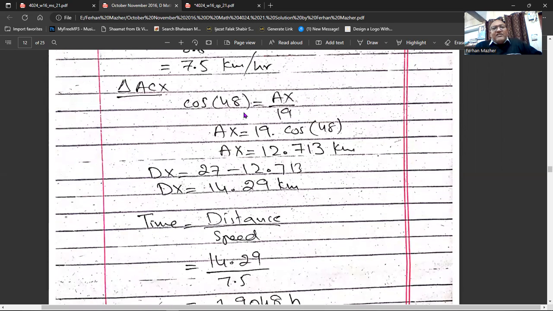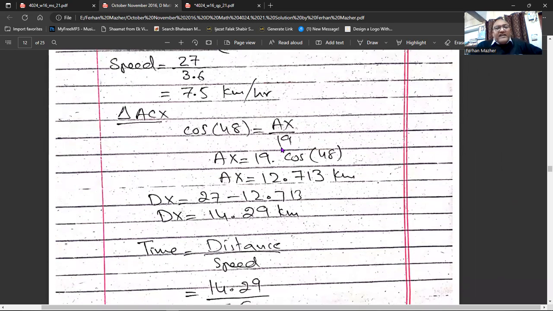And in the ACX, I will take the cos of 48. That will be the AX divided by 19. AX will be equal to 19 multiply cos of 48. That will be 12.713 kilometer. So the DX will be equal to 27 minus 12.713, and the DX will be equal to 14.29.